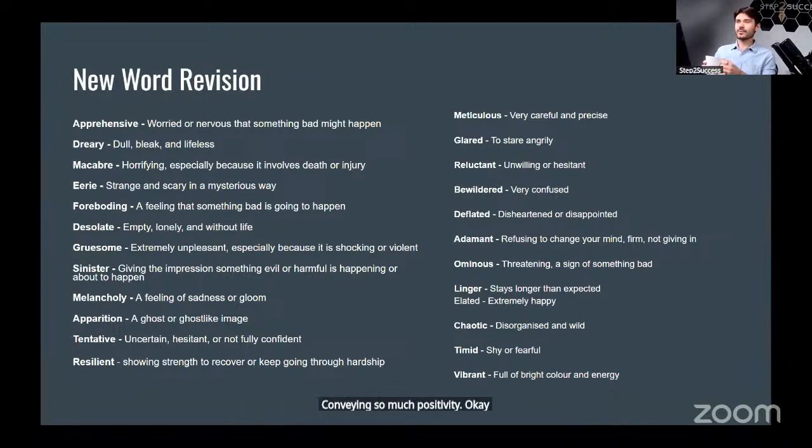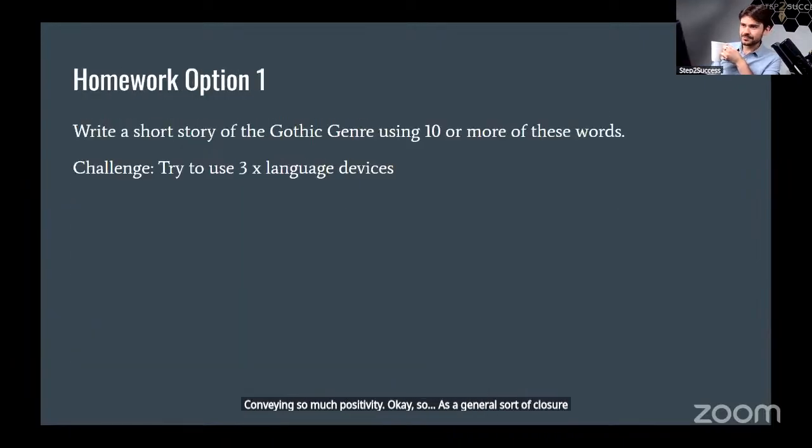Okay, so as a general sort of closure on these words, I'm going to offer you optional homework to do.